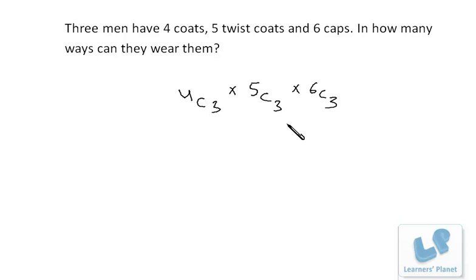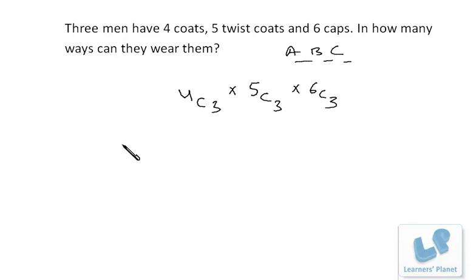Now, till here we have made the selection of three coats, three twist coats, and three caps. Now, suppose there are three persons. We are talking about these three persons, so these three are A, B, C. Till here we have made the selection only. Now, there are three coats, three twist coats, and three caps, but anybody can wear any coat, twist coat, and cap, right? So we have to arrange the coats, twist coats, and caps, right?